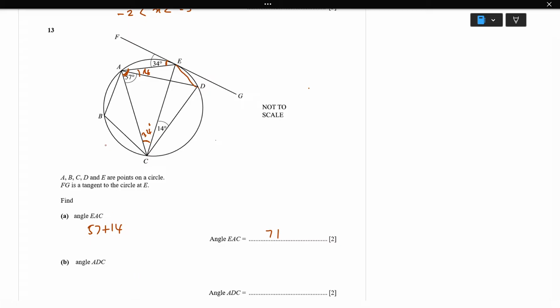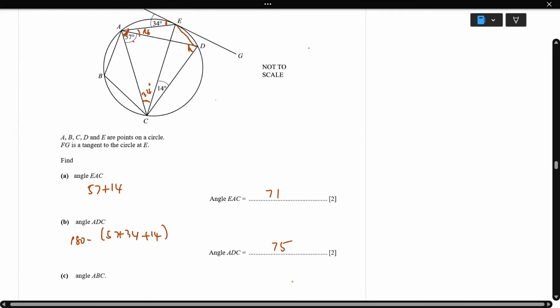Next, angle ADC. ADC is here. I will take this triangle, angle ADC. Here 57, here 34 plus 14, take that away from 180. So 180 minus (57 plus 34 plus 14), the answer is going to be 75.